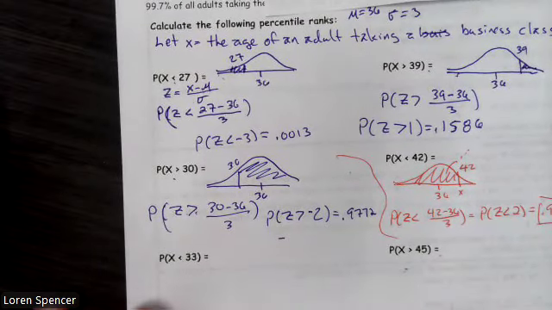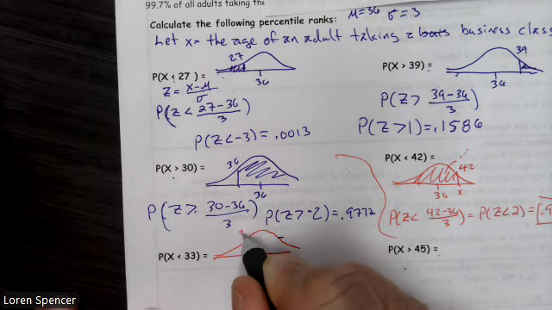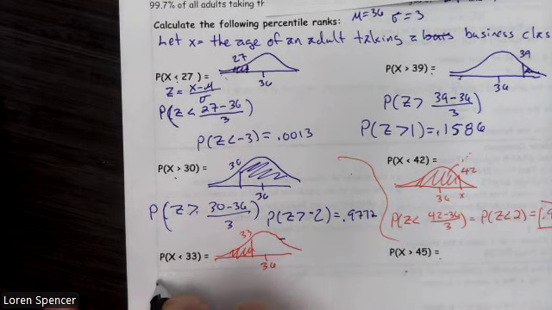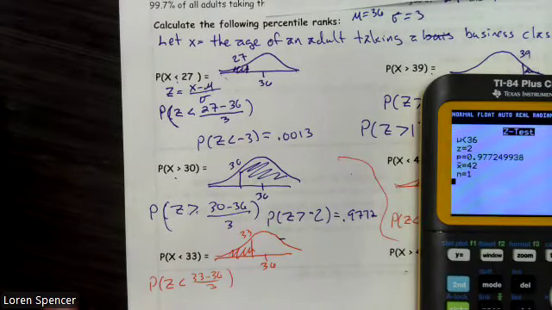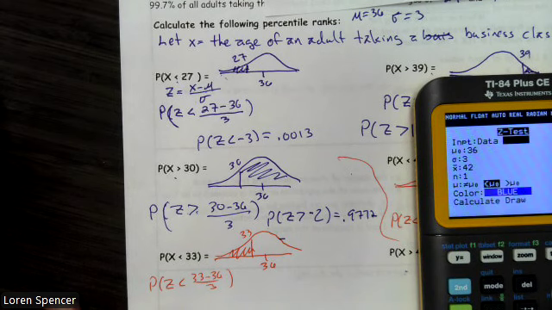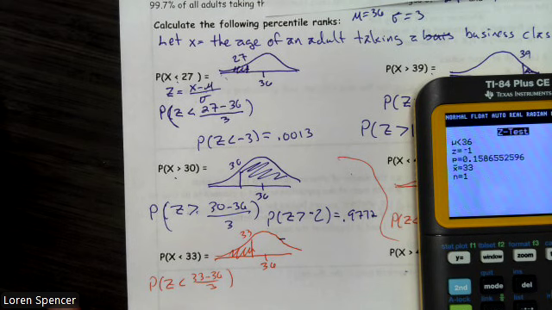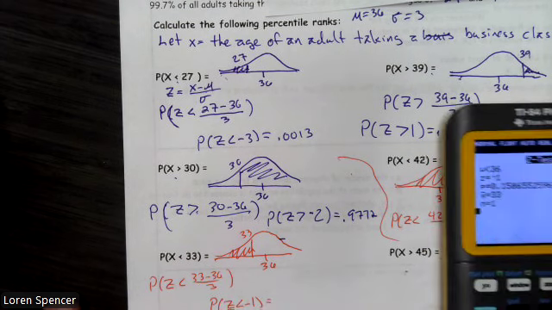Probability that X is less than 33. Our mean is 36, so 33 is below it. So we're shading this area. So we want the probability that Z is less than 33 minus 36 over 3. Stat test, Z test. Changing that to a 33. We already have it shaded less than, so that's good. So the probability Z is less than negative 1 equals 0.1586.